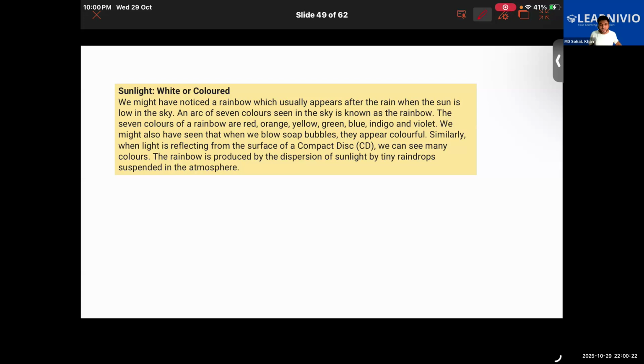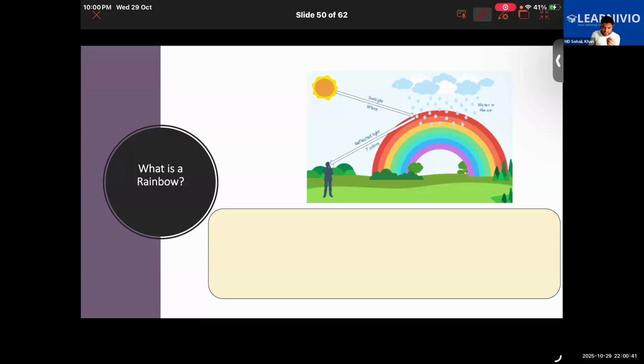You guys would have noticed a rainbow, which usually appears in the sky after the rain. Generally, after the rain, when the sun is also available and low in the horizon, you can see the rainbow. That rainbow is basically an arc of seven colors visible in the sky, and you see only the half of it. Ayush was pointing out in the previous class that it is actually not half, but a complete circle. Correct, Ayush? We can only view half of the rainbow, but it is a full circle actually. Getting it, Halima?